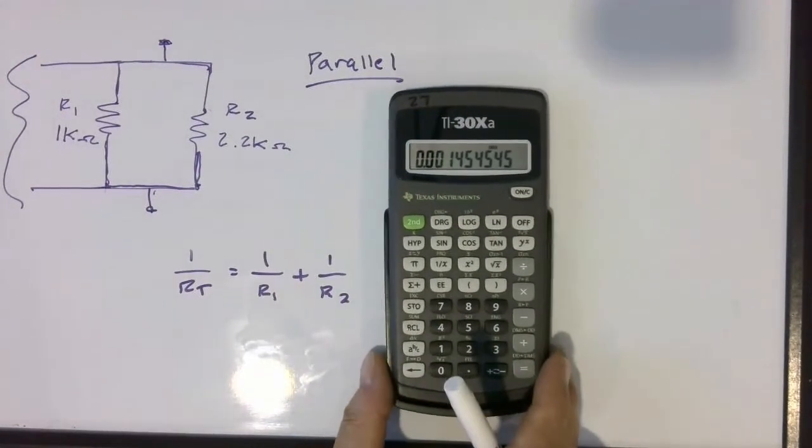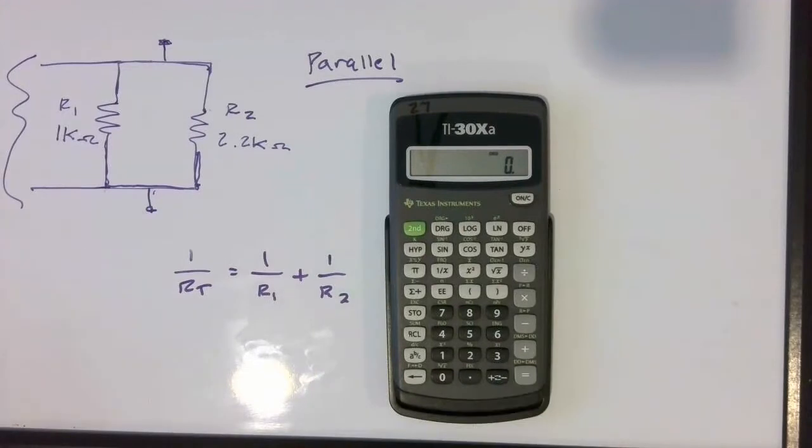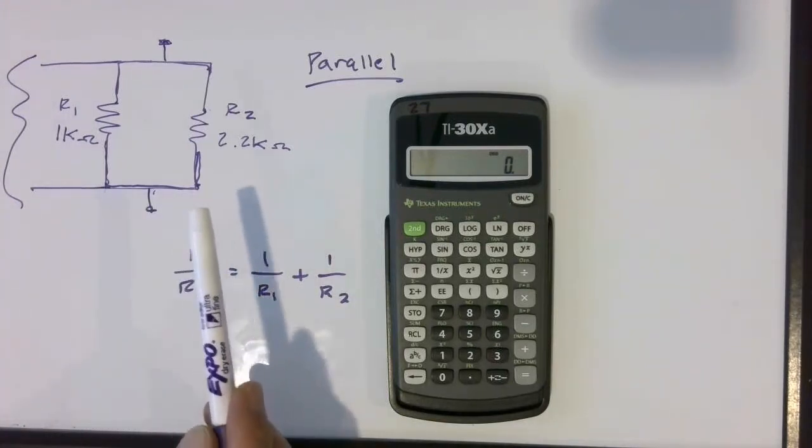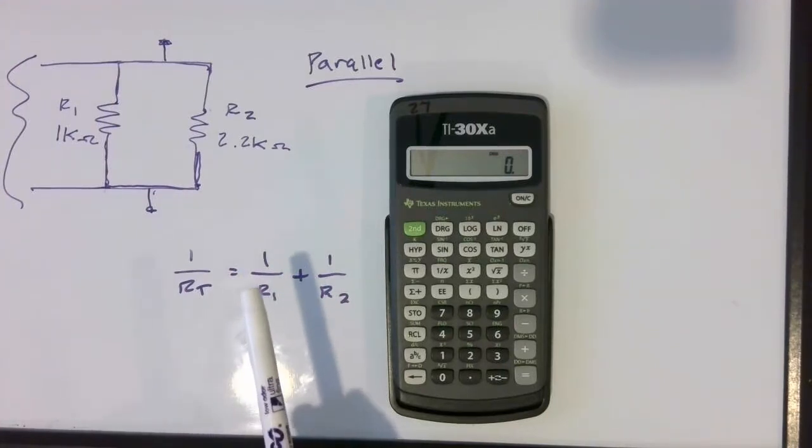Okay, the other method that I'm going to use to show you how we can do this calculation is using this reciprocal formula: 1 over RT equals 1 over R1 plus 1 over R2. And at first this may seem a little bit more complicated, but once you learn how to do it, it's actually a lot easier. One of the reasons why this formula tends to be a little bit better is that if we have more than two resistors in parallel, that previous formula doesn't work. It has to be modified and it gets a lot more complicated.